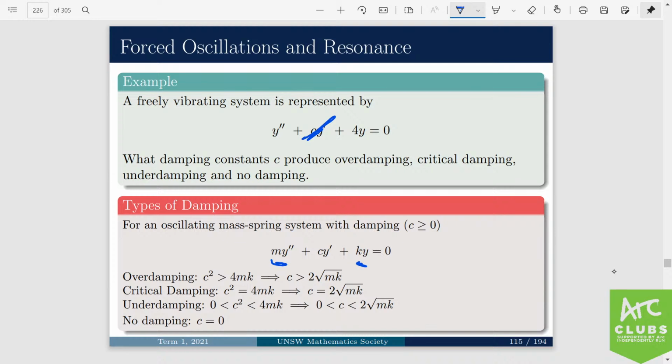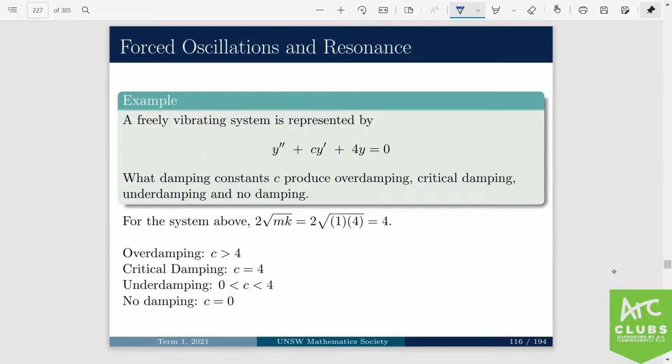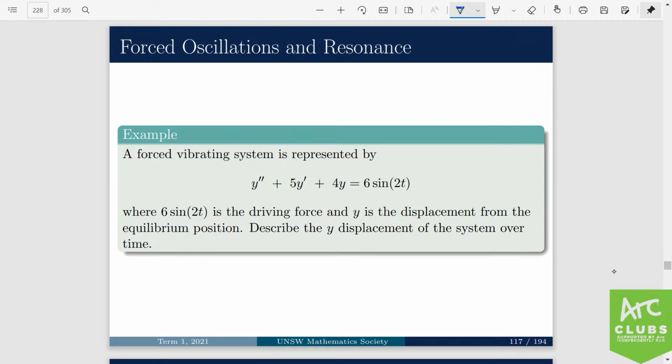Great. So in our case, we do actually have numbers to substitute in here. So we substitute those numbers in, and we find that these are the cases for each one. Cool. That one's not too difficult. But here's what we really want to look at.